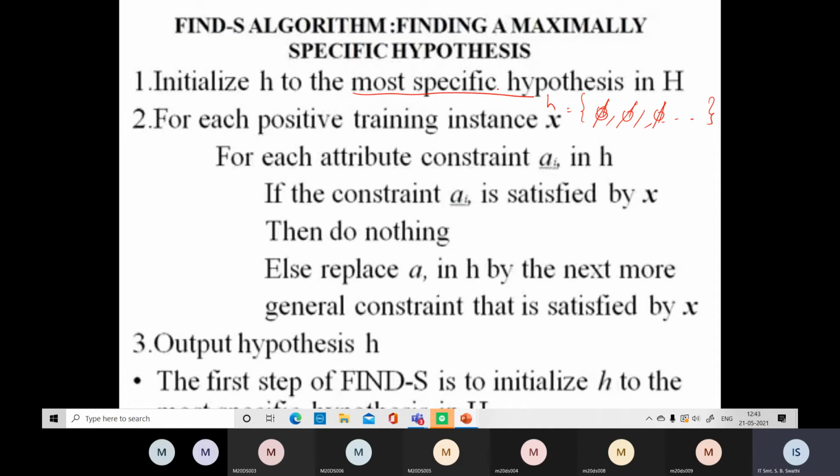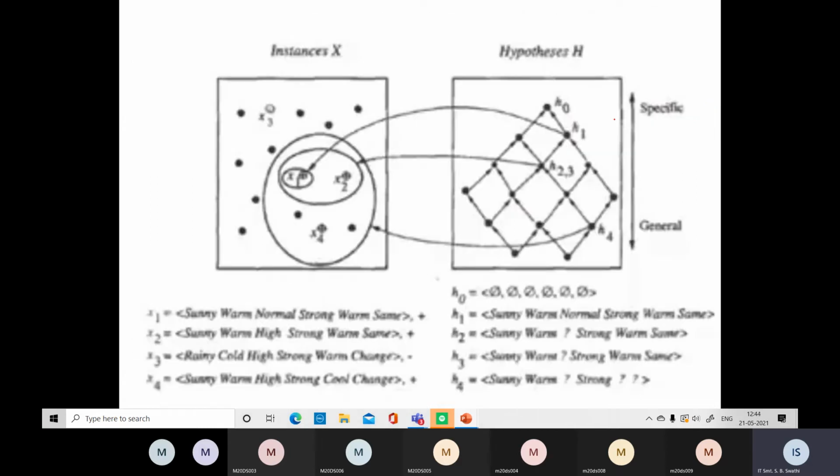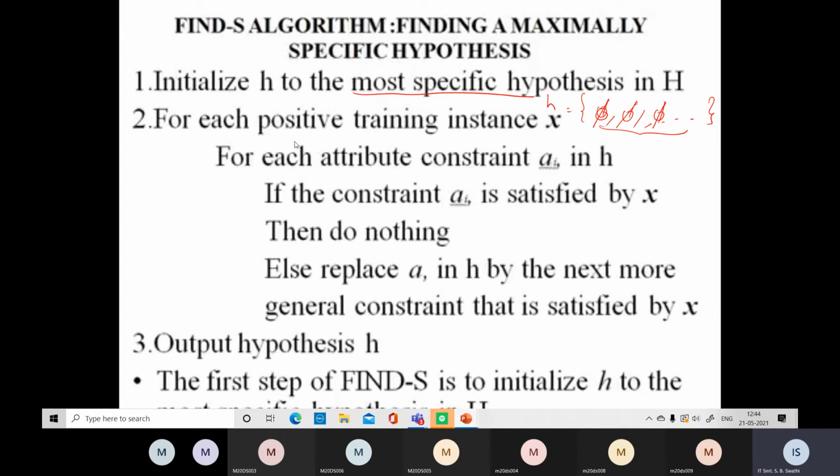The highest degree of specific hypothesis means all the attributes should be null. So first we are taking H naught equal to all 6 attributes being null. This is step 1 of our algorithm. Then the second step says, for each positive training instance, you are giving some instances. How do you say it is a positive instance? Students, when do you say it is a positive instance?